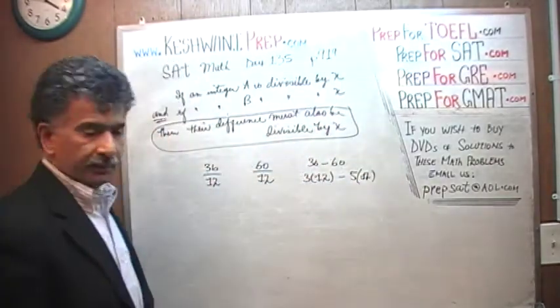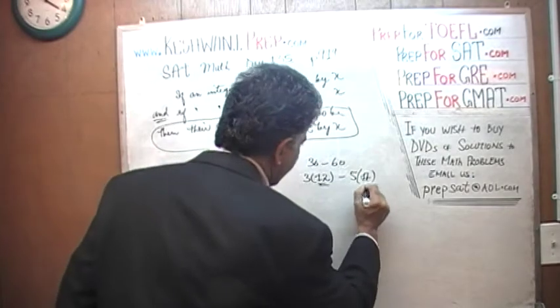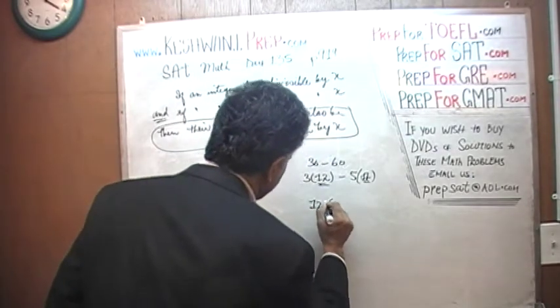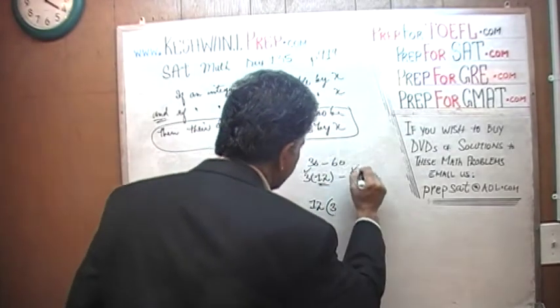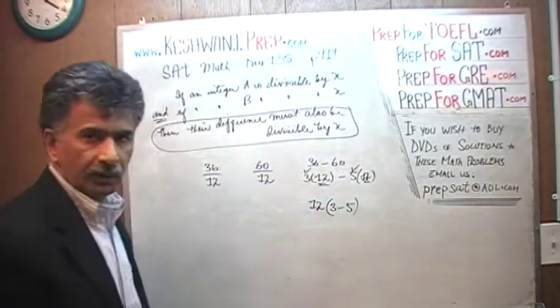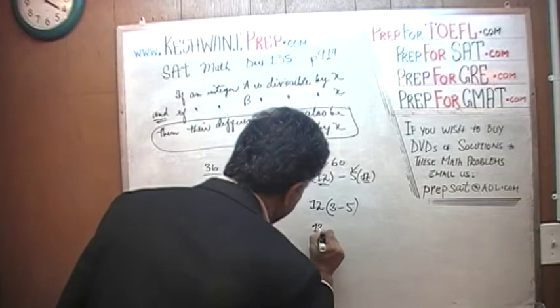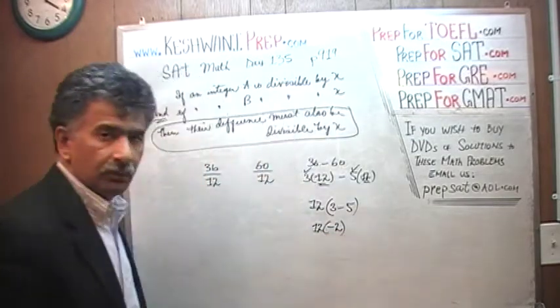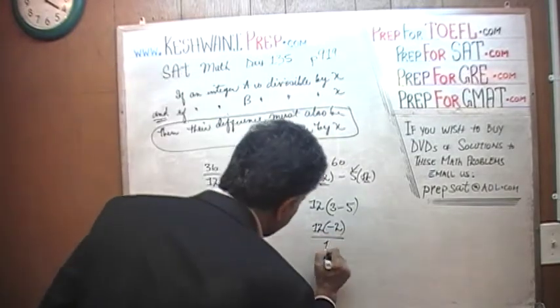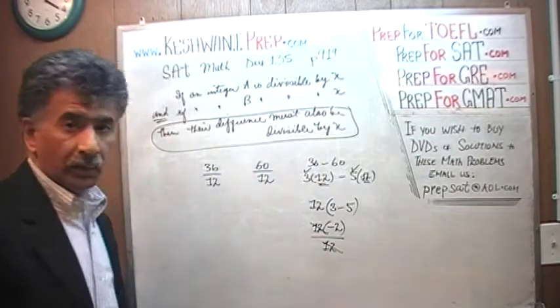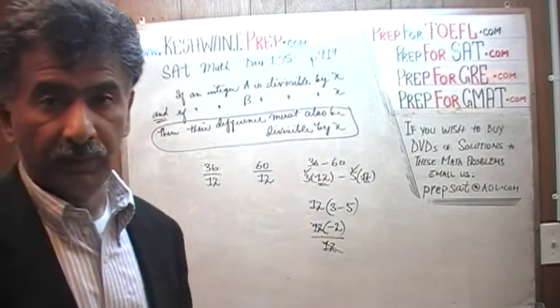And again, they both have a factor of 12, which we can take out common. And here we are left with 3, and here we are left with 5. And we end up with 12 times negative 2, which of course can be divided by 12. 12 times negative 2 is divisible by 12.